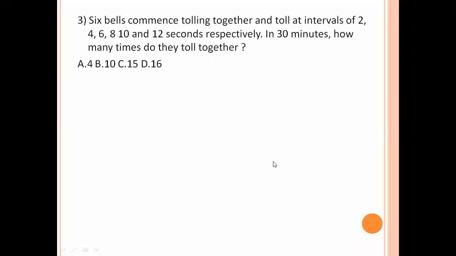Next one. Six bells commence tolling together and toll at intervals of 2, 4, 6, 8, 10 and 12 seconds respectively. In 30 minutes, how many times do they toll together? So first, in any bells problem, we find the LCM of those values. LCM is equal to or more than the highest value, and the highest value is 12.